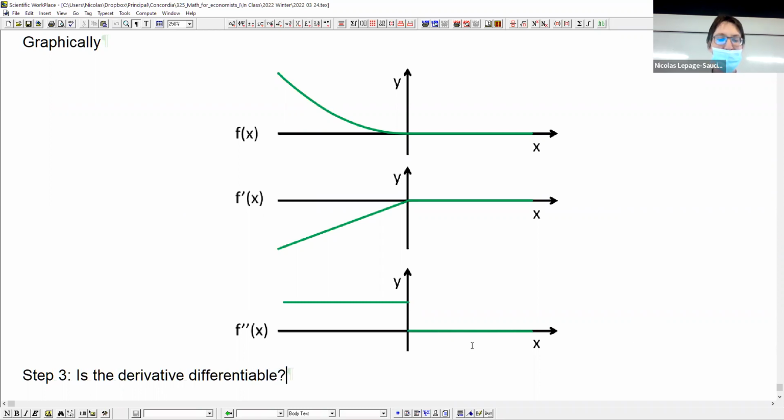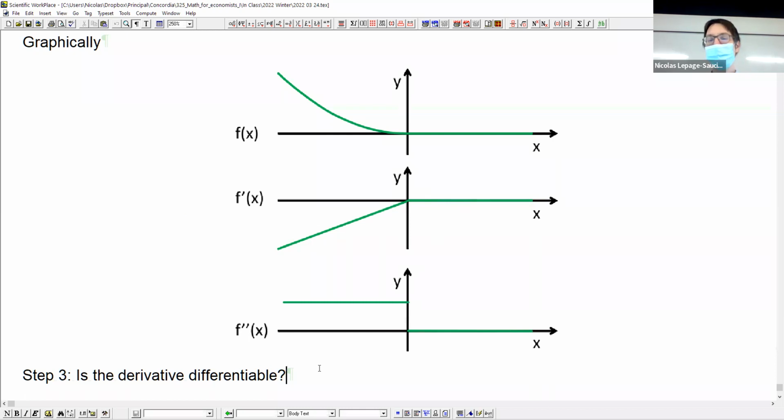Why don't I care about the continuity of the derivative? Well, because I know for a fact that if I can take the derivative, then it has to be continuous. So I don't have to check it. I could check it and confirm that the derivative is continuous. You see that the derivative gives me this, and so it is continuous. But let's see if the derivative is differentiable.